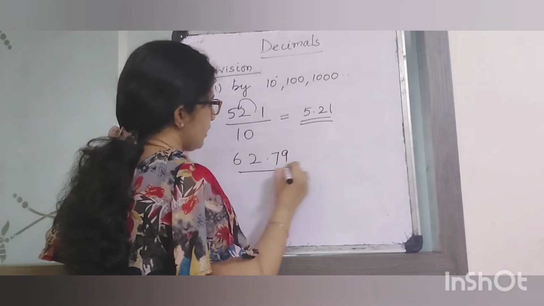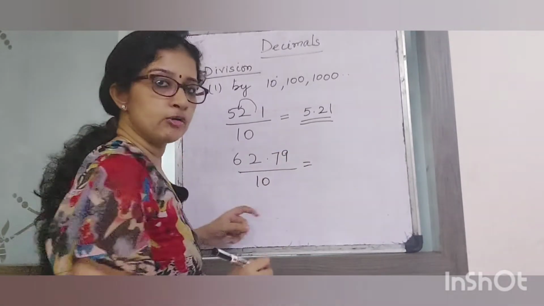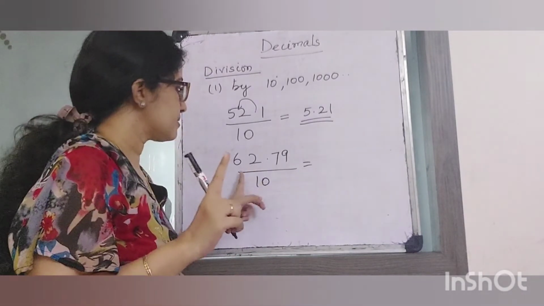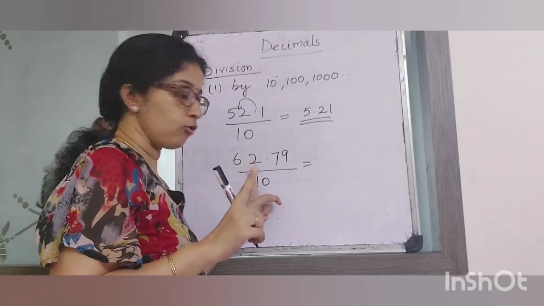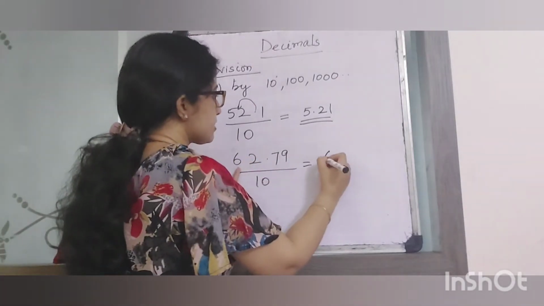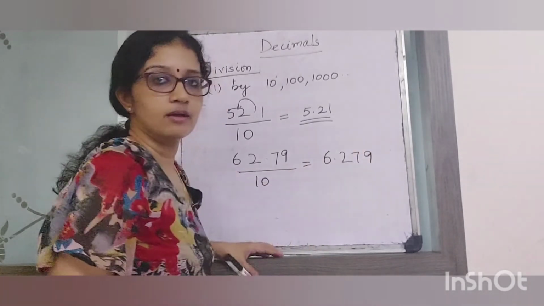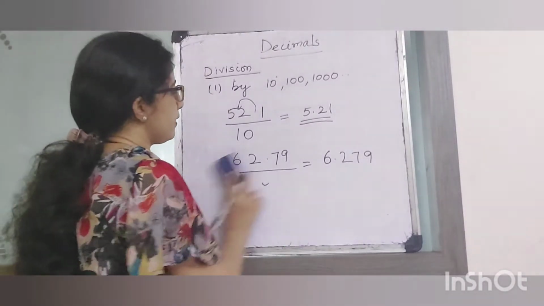62.779 divided by 10. What will you get? Since it is a 10, one place, and since this is division, one place to the left. So what answer will we get? 6.2779. Okay. Now let's move on to 100.